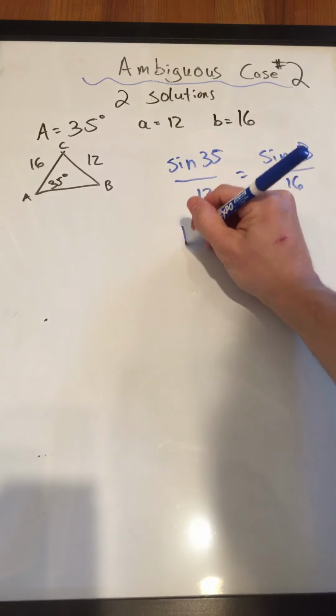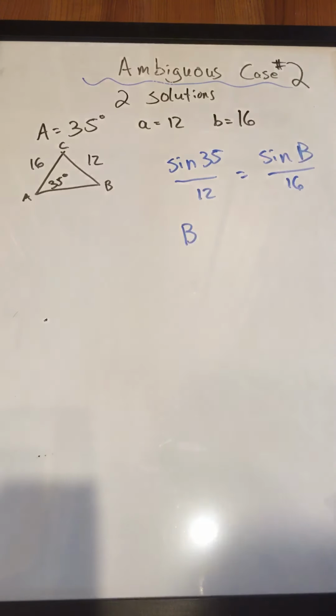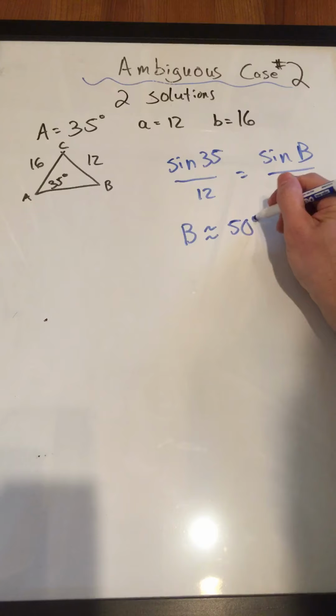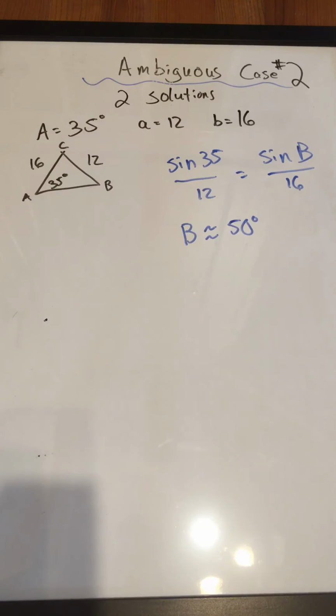Now, if you did hit pause on the video and now you're playing it again, welcome back. But you would get that B is roughly 50 degrees. And again, that's rounded to the nearest degree. I think it was 49.8. Now, when we solve for angle B, recall the inverse sine function which you just used to solve for angle B will only give you an acute answer. It always will. Inverse sine will only spit out acute answers.